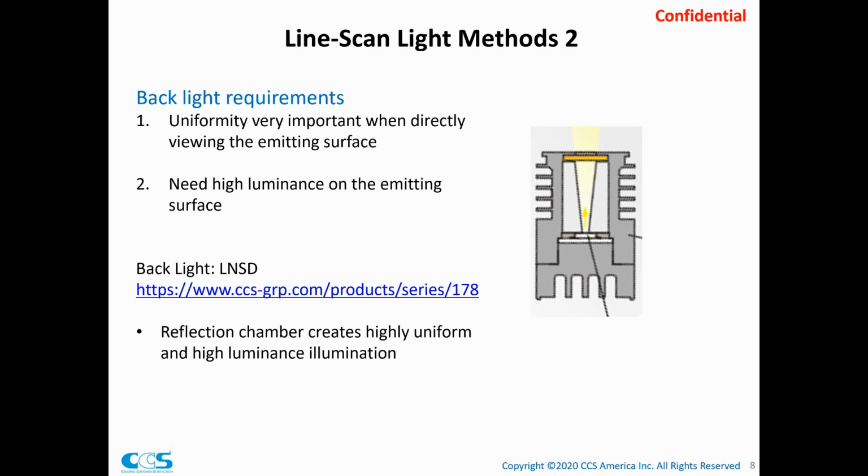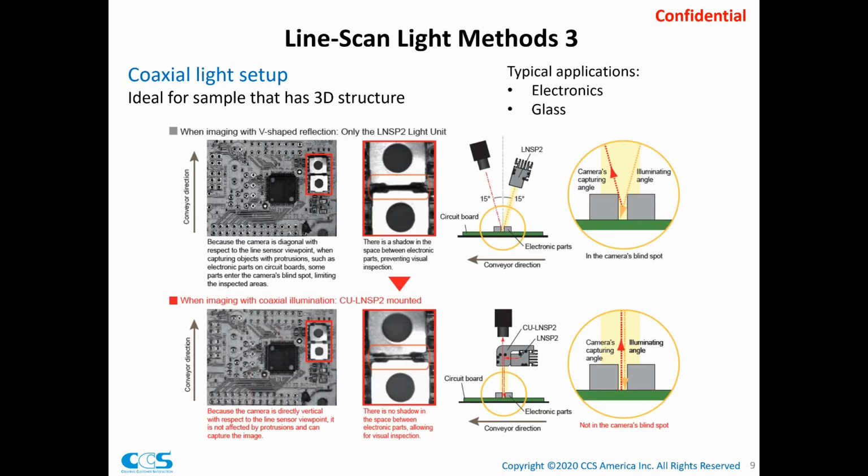Let's keep going. The next common lighting setup is the on-axis or coaxial setup. This setup works really well for samples that have some 3D structure. For example, here is a PCB. On the PCB, there are some tall components and also some short components.